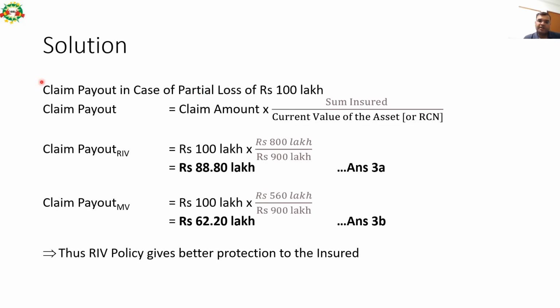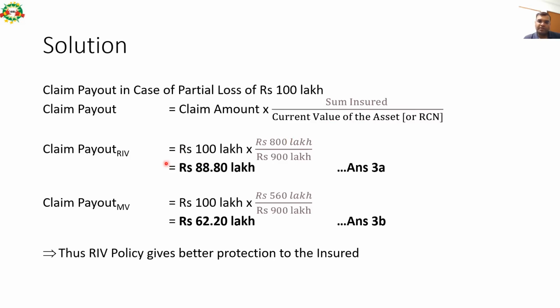Let us understand the benefit in case of partial loss as well. So claim payout in case of partial loss of 100 lakh rupees is equal to, so the claim payout formula we have already understood in our previous playlist on insurance, principle of insurance. Just to reiterate, claim payout is equal to claim amount multiplied by sum insured divided by current value of the asset, or RCN.